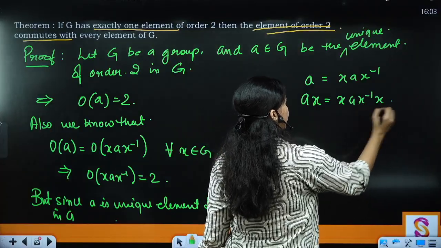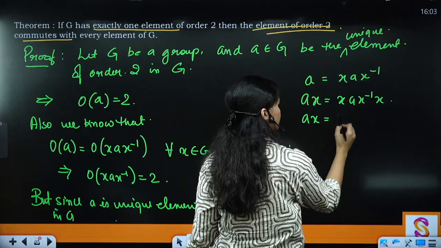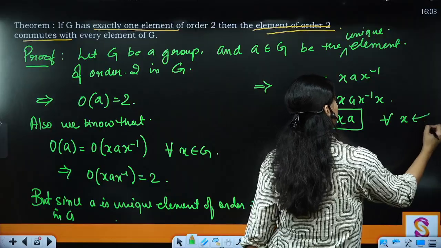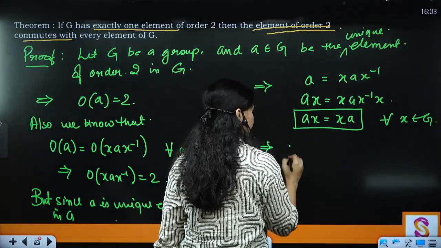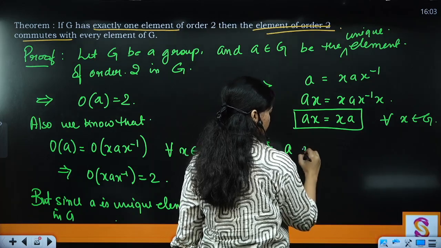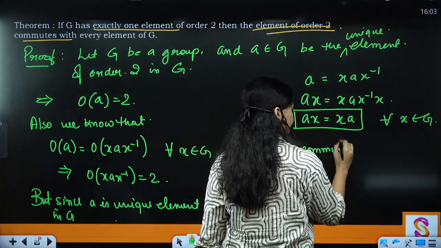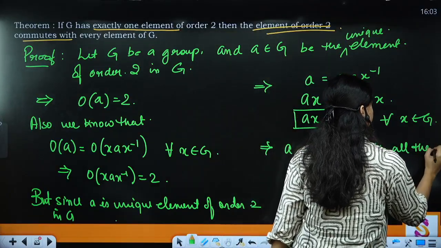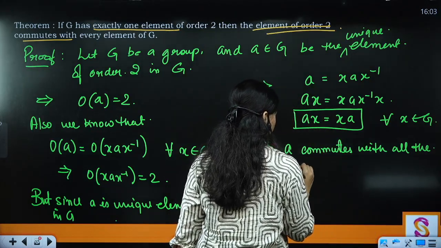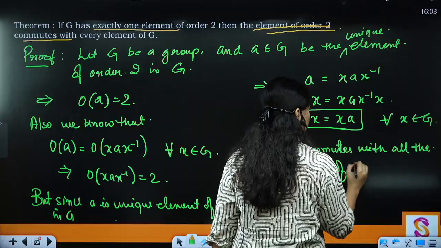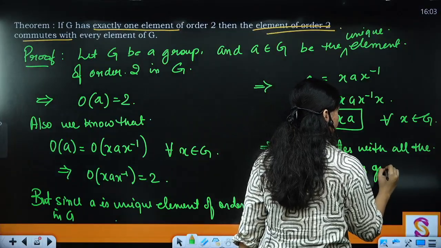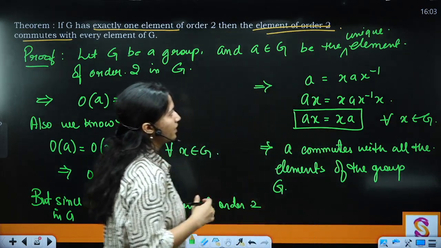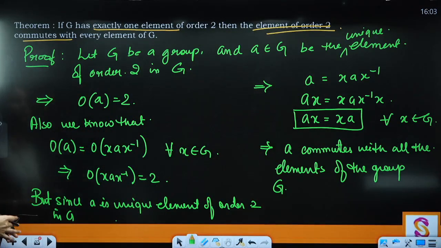So it is simple. Multiplying a x inverse x on the right gives you ax equals xa, right? For all x belongs to G. So this implies that a commutes with all the elements of the group G, right? All right.